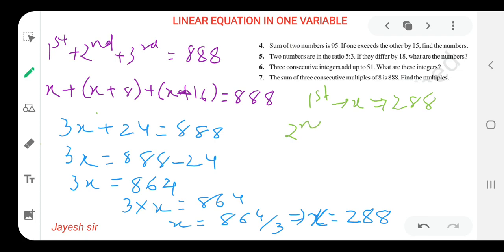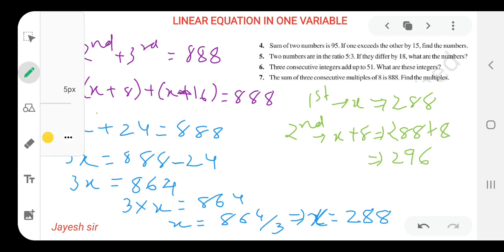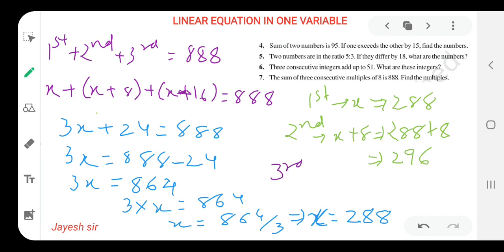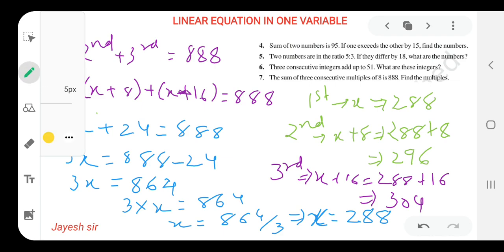Now the second number was x plus 8, that means 288 plus 8. So what was the value of it? 296 was the value for our second number. Yes friends, so let's find the third number. The third number was x plus 16. So 288 plus 16, that means 304. In this way we have got all three consecutive numbers that are multiples of 8. I hope you all have understood and cleared your concept.